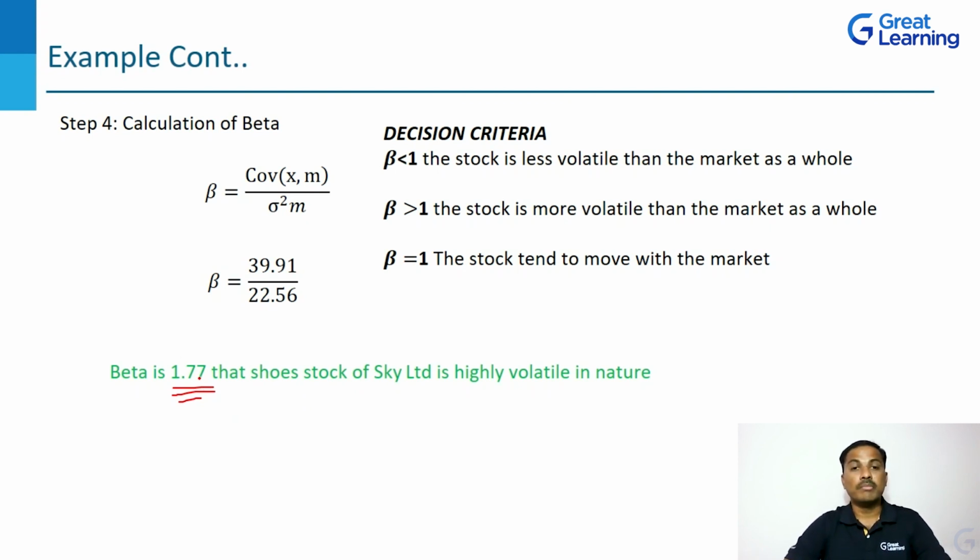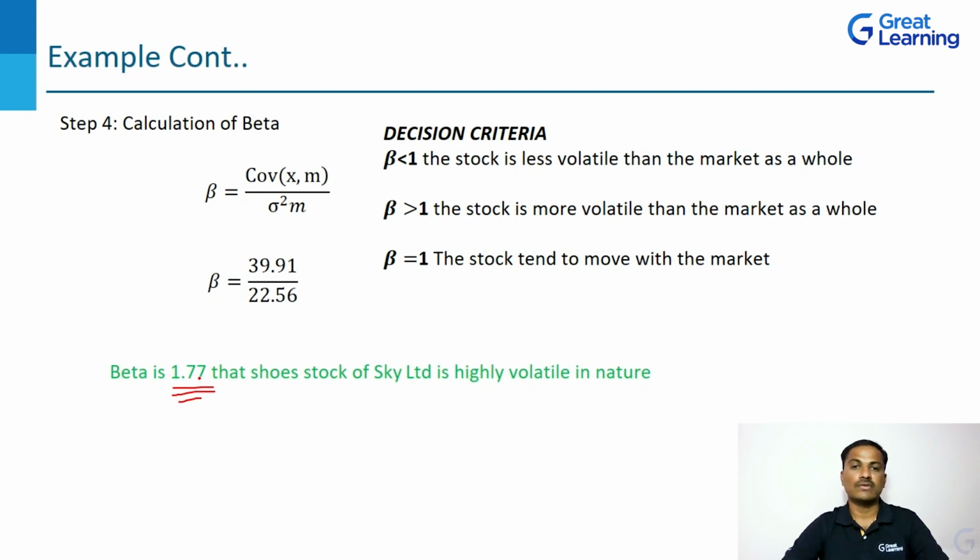That means beta is highly volatile, right? So 1.77 is high volatility. In this case, the stock is highly volatile. It is more volatile than the market. So what is the suggestion for an investor?